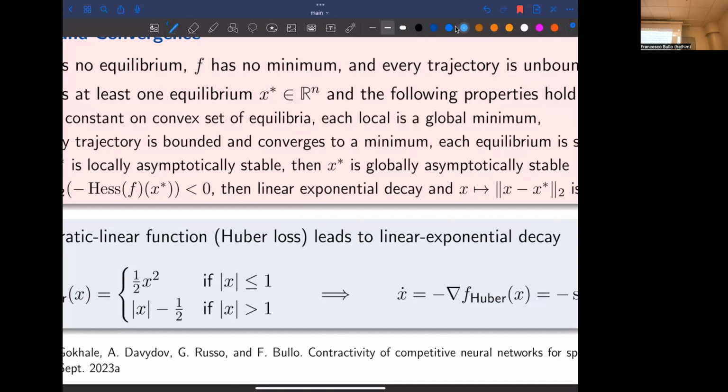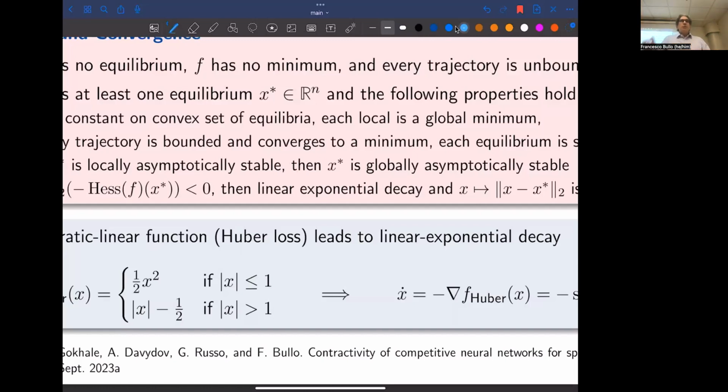It's correct. It's just that I forgot to put the minus sign. We're going to do minus the gradient of the function, because we're going to do gradient descent. This formula is still correct, but I am interested in computing minus the gradient of the Huber function, so that I get a minus 1 here. Okay, so is your dynamical system strongly contracting? Yes or no?